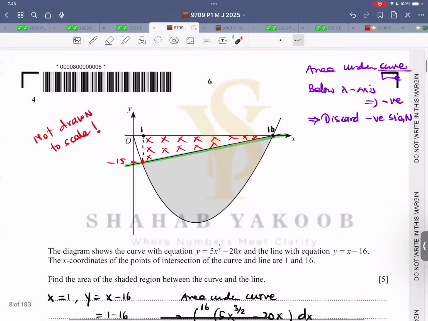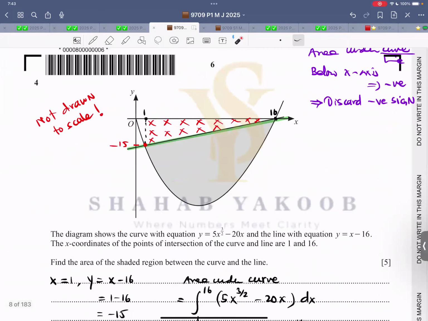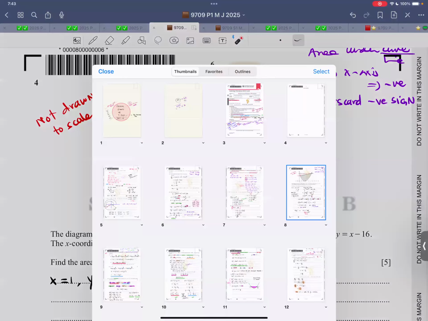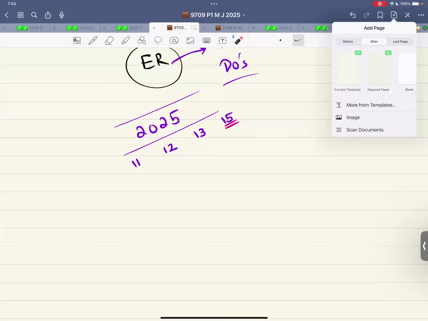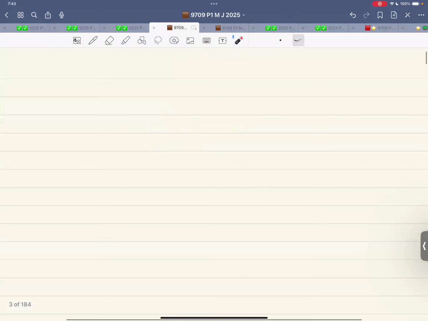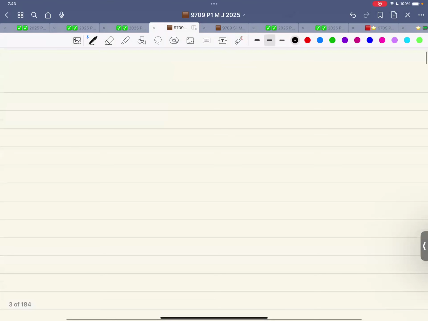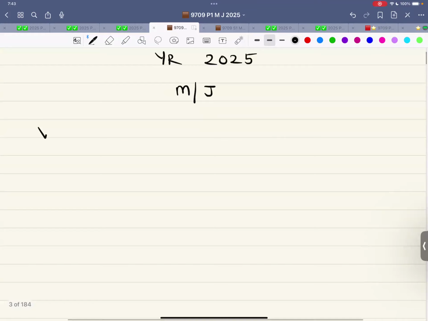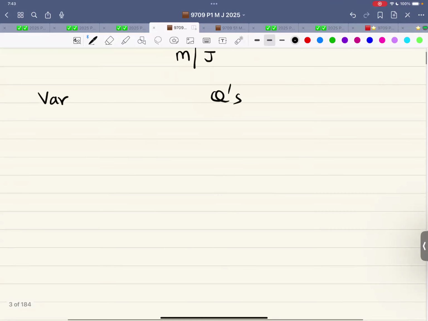This question, yes, it's a nice one. I'll be picking some questions from one variant, some from the other, and so on. So let me choose this question from here. So basically, if I make a table so that you have a pretty good idea what exactly we are working on. So first of all, we are focusing on the year 2025. And the session is May, June, because you are the one giving in November. And this is variant and the questions that I'm doing over here.